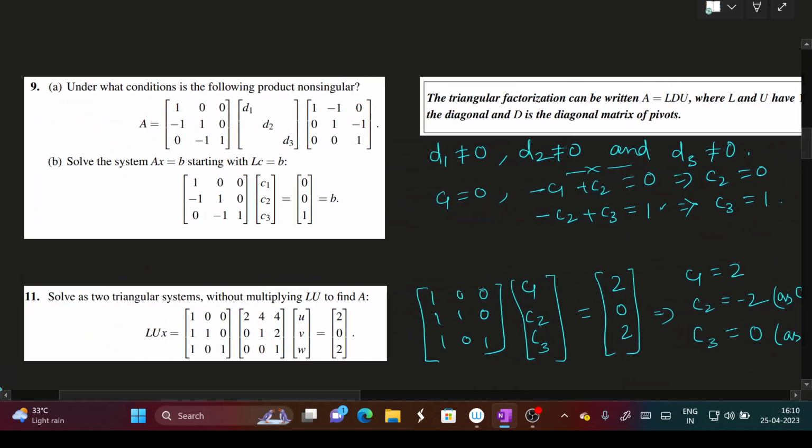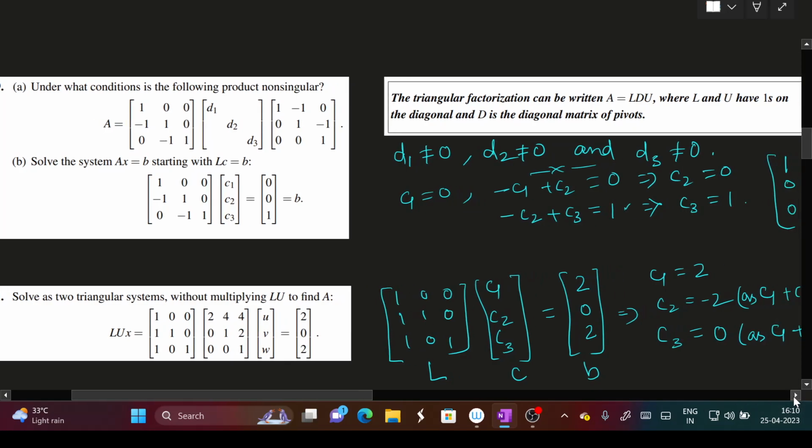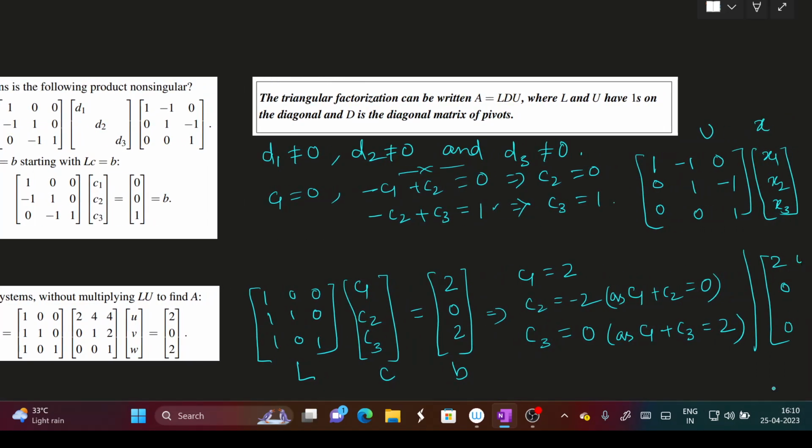Now solve as two triangular systems without multiplying L and U to find A. So here again a similar pattern. This is my L, this is my C, this is my B vector. So I'll get my C. Here in this case, solving, we got C as 2, minus 2 and 0.